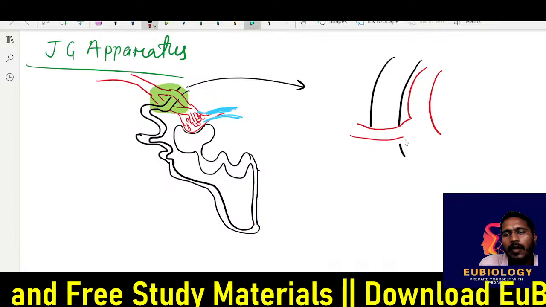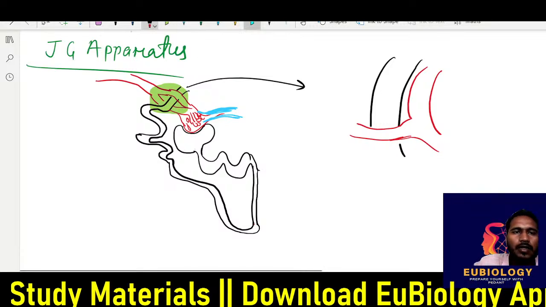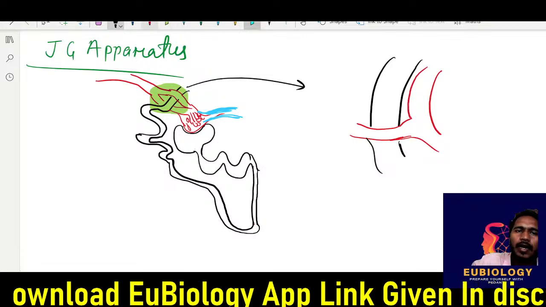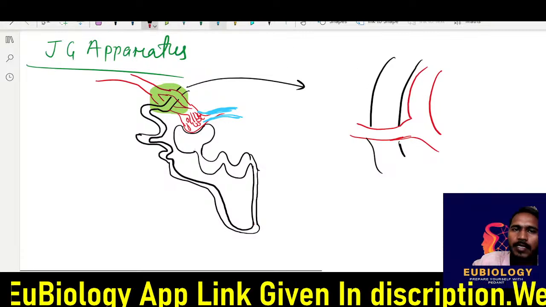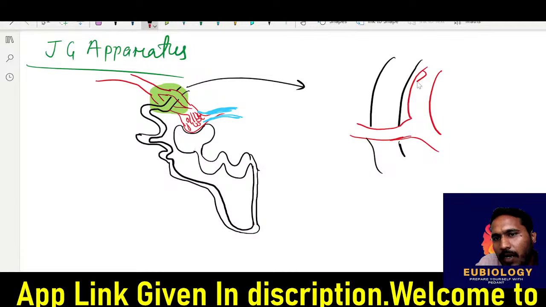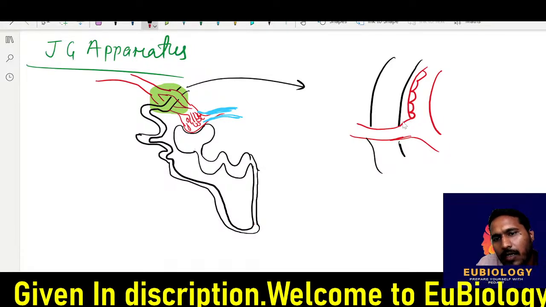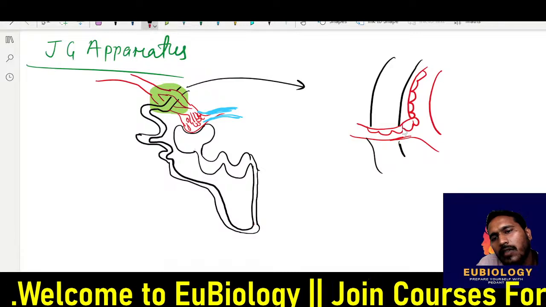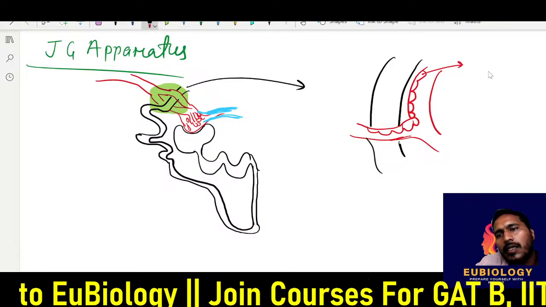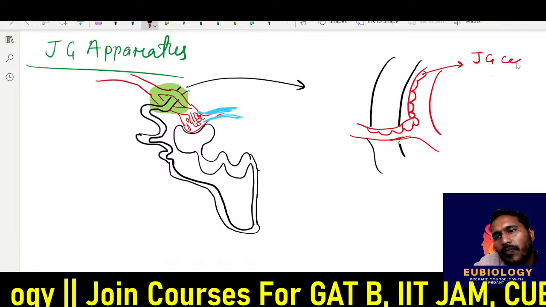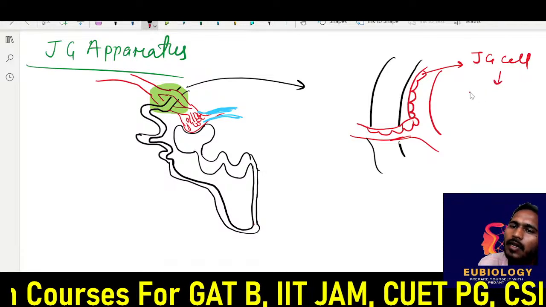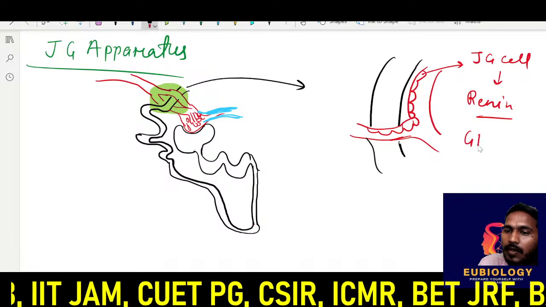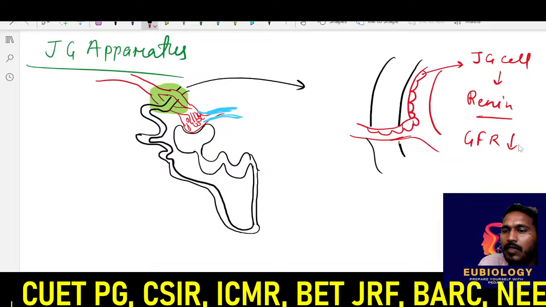And they are in contact with a special type of cells called macula densa. In the arteriole, you will find a special type of cell, which I'm going to mark with a red cell, and that is called the JG cell. These JG cells release erythropoietin and renin. These cells will release the renin if the GFR is less.